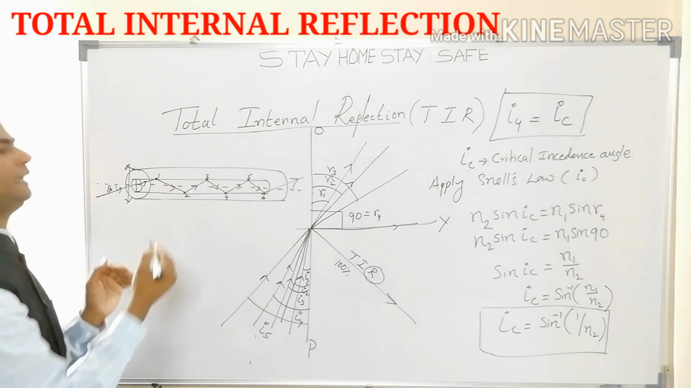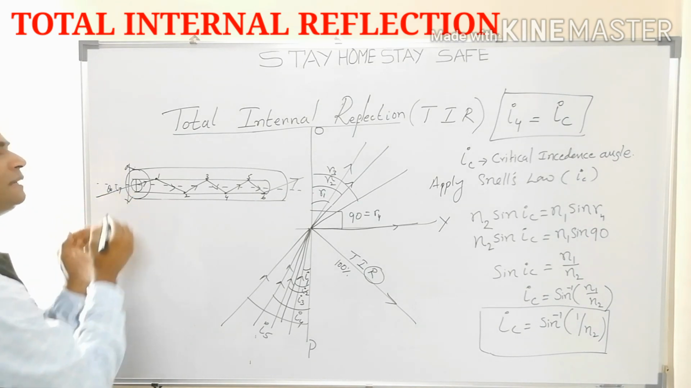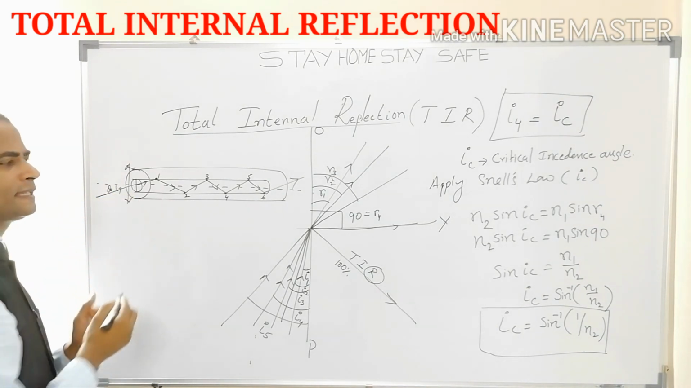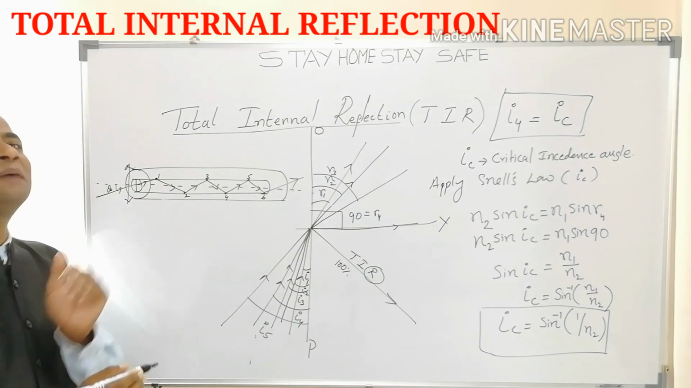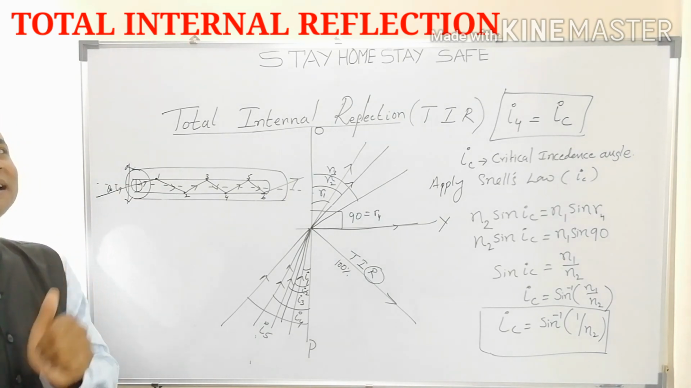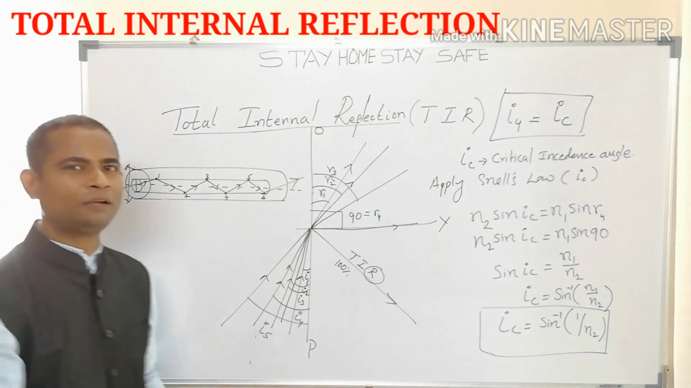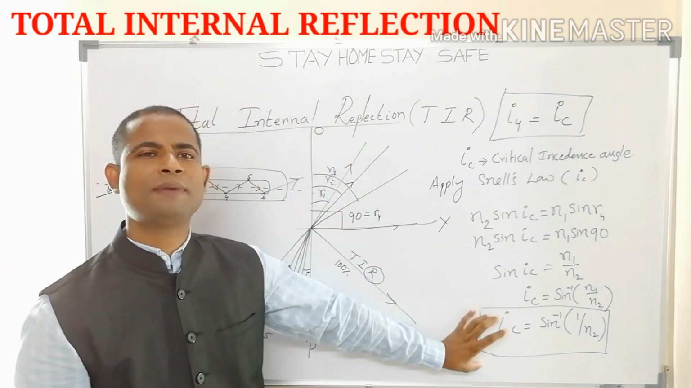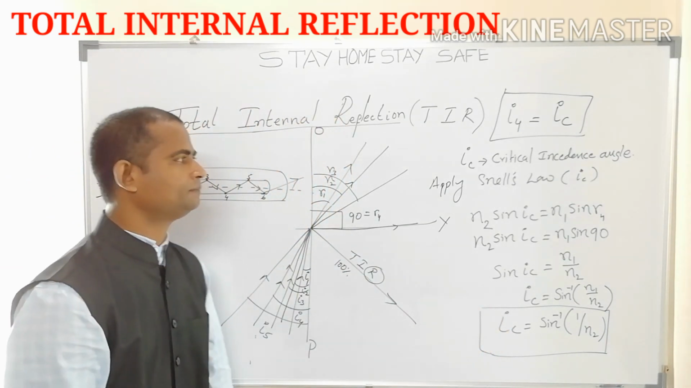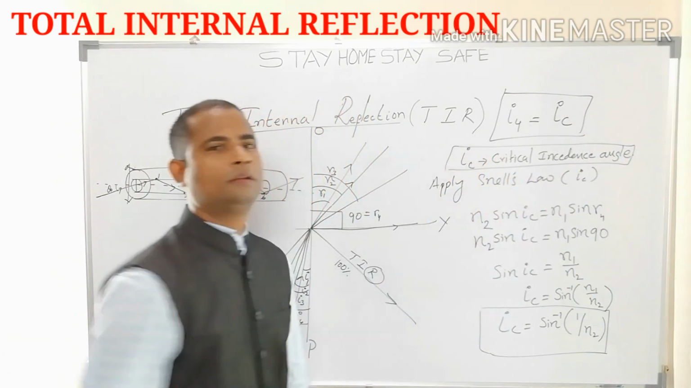We'll see in detail in the next lecture what the acceptance angle is, what the cone of acceptance is, and what the numerical aperture is. The numerical aperture means the light gathering capacity of an optical fiber. Thank you very much. In the next lecture we will also see some numericals based on critical angle. Thank you very much.